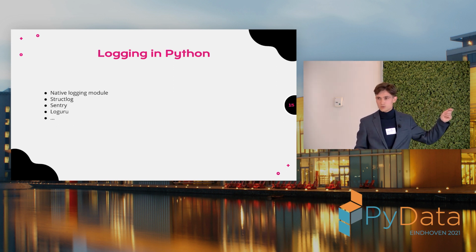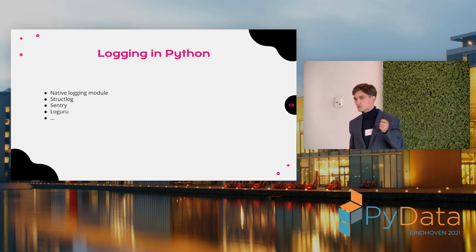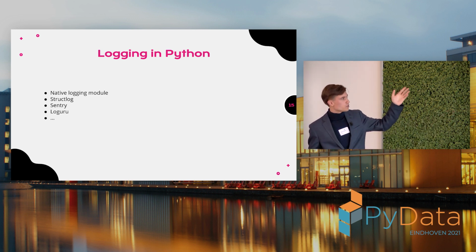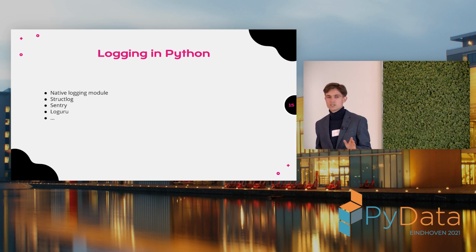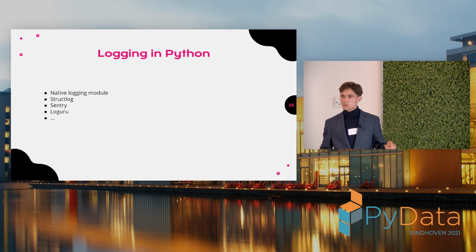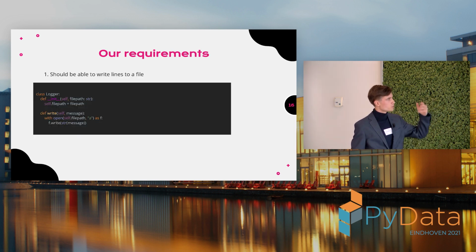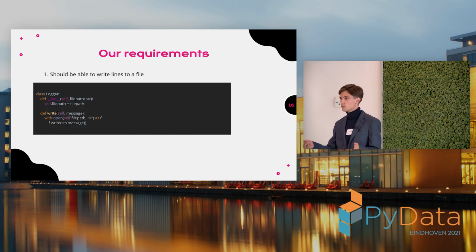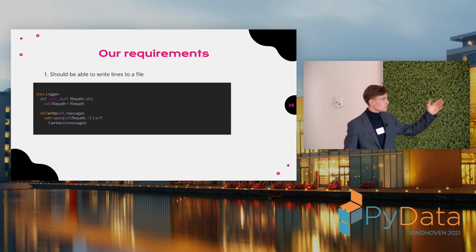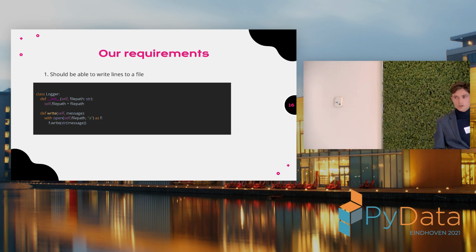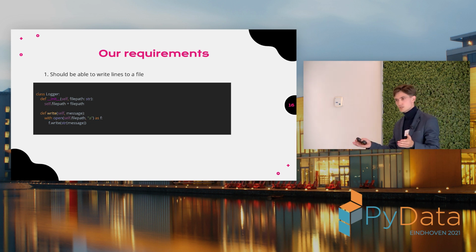Well, how to do logging in Python? If you've programmed in Python before, you probably use the native logging module somewhere, but there are many packages here. So we set up a list of requirements. First, we should be able to write lines to a file. That's the most basic part of logging. So we have a logger, we define a file path that we have to log to, and then every time that we have a new event, we write the message to the file path as a string.